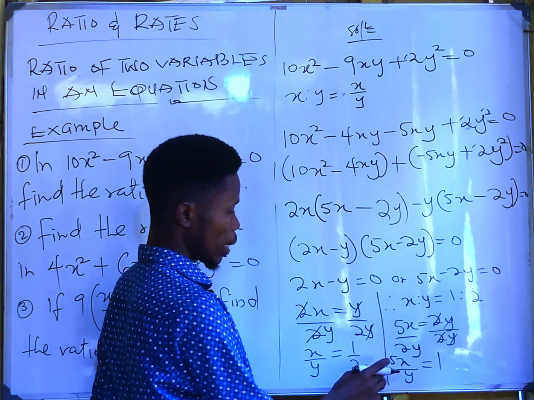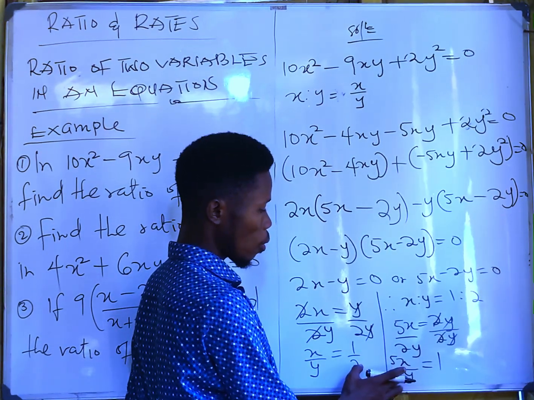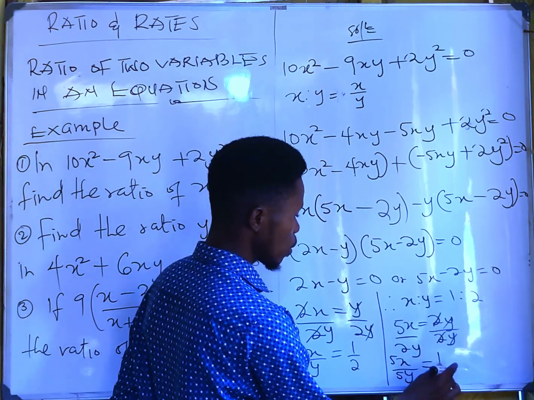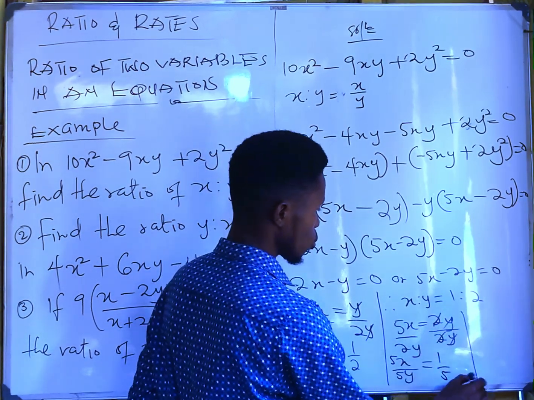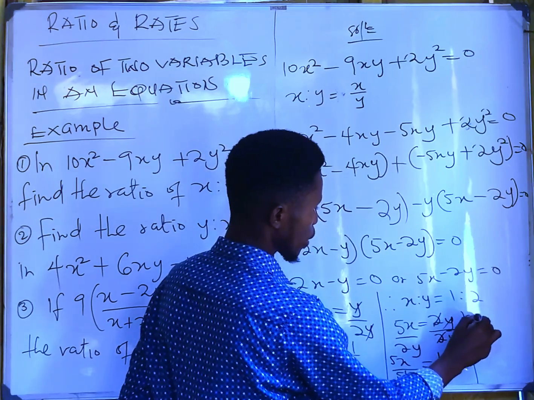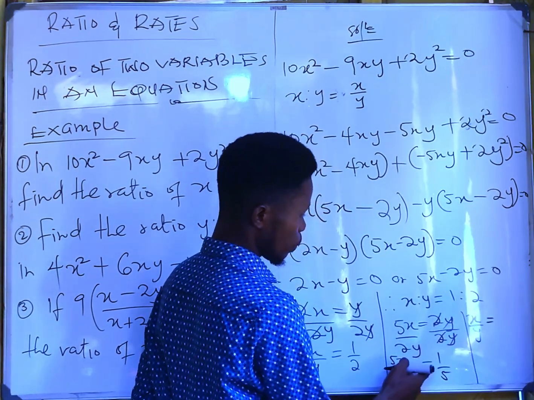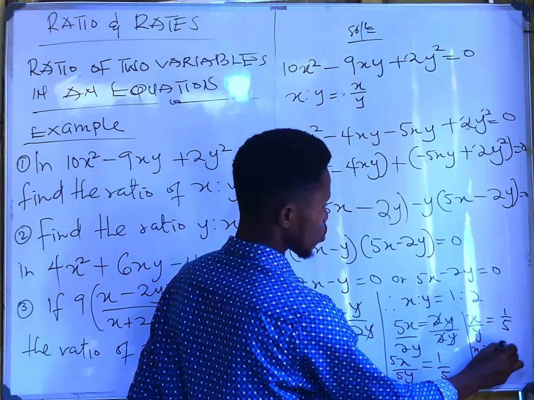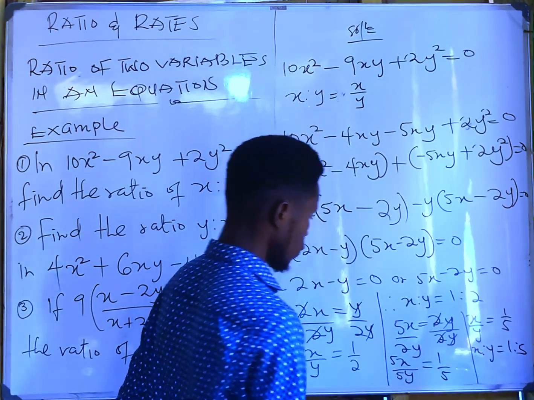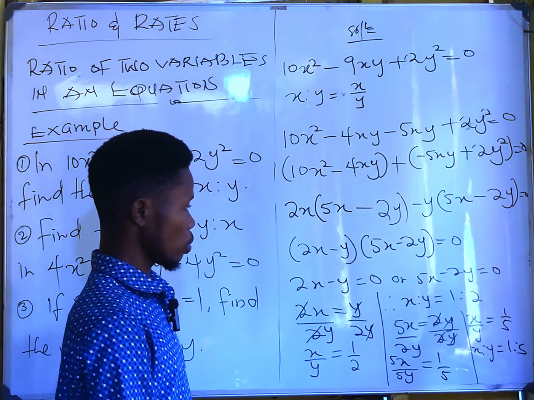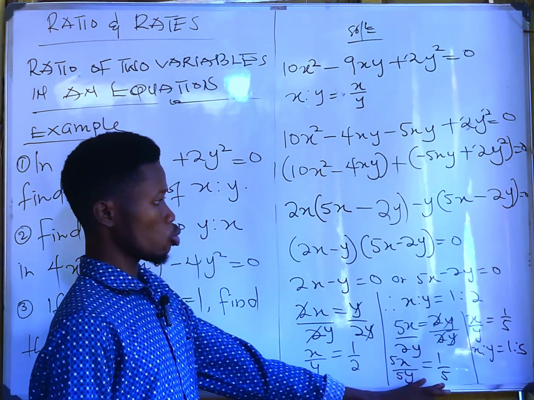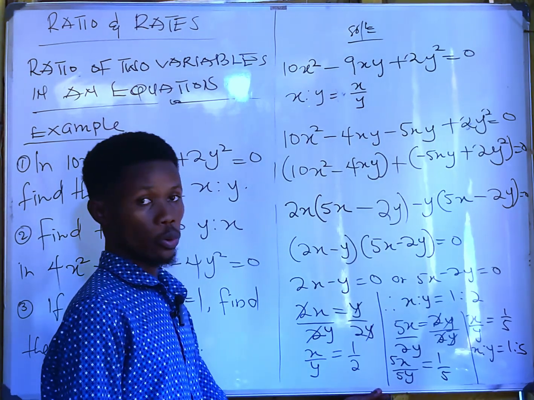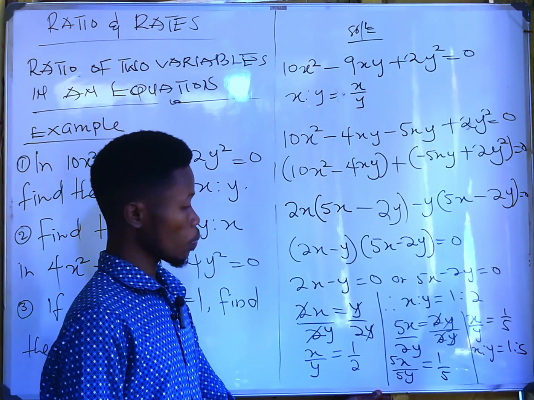Is that okay? But in this case, I need only x over y, not 5x over y. So I have to divide here by 5, here too by 5, so that at the end, I'm going to have x over y equals 1 over 5. So it means that x is to y equals 1 is to 5. So we have our two answers. Is that okay? Yes. So this is very simple to do.